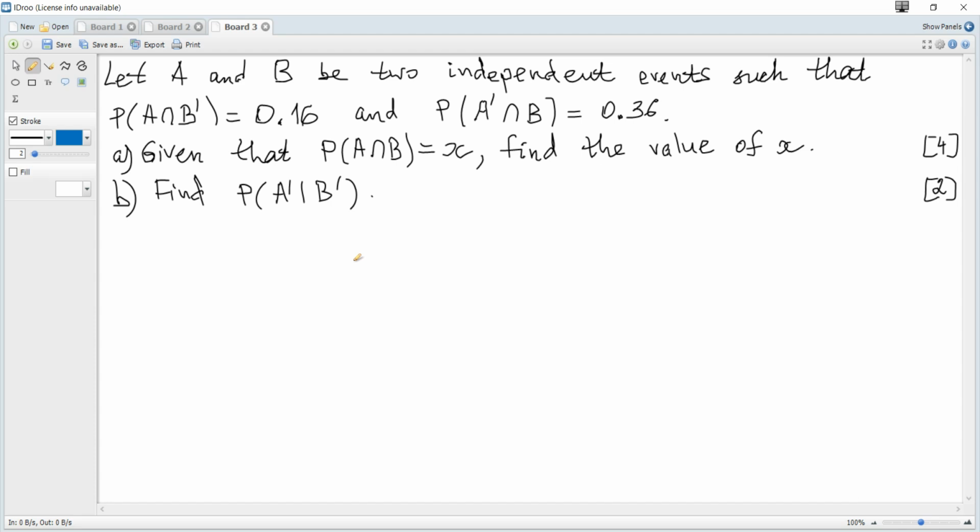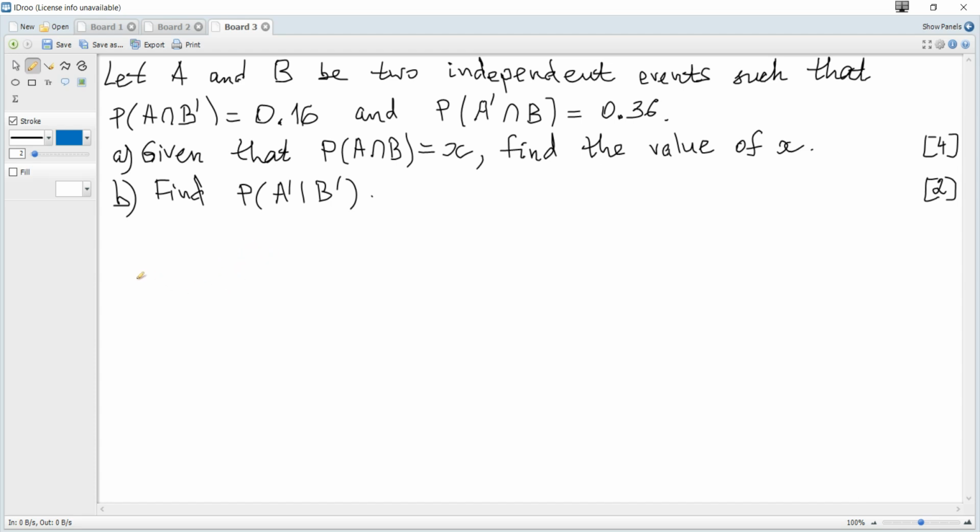Let A and B be two independent events such that the probability of A and not B is 0.16 and the probability of not A and B is 0.36. Given that the probability of A and B is x, find the value of x.